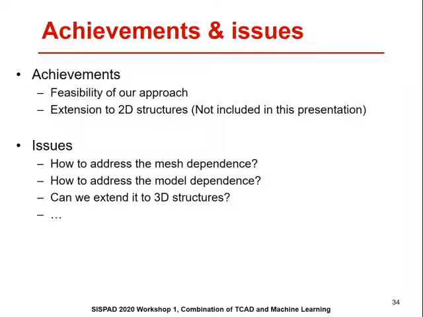The most serious one is the mesh dependence. Currently, we fix the mesh and change the doping densities. This restriction should be relaxed. Also, the dependence on physical models such as statistics, mobility, generation recombination, and so on should be considered. Therefore, we have a long way ahead.